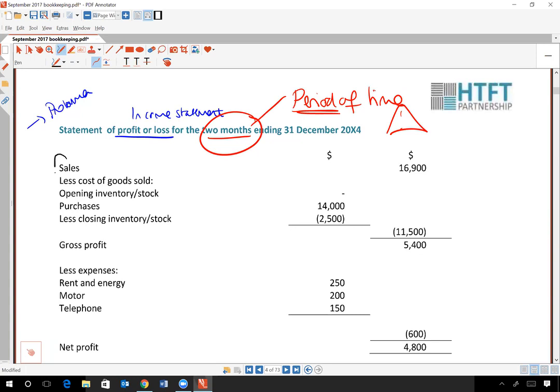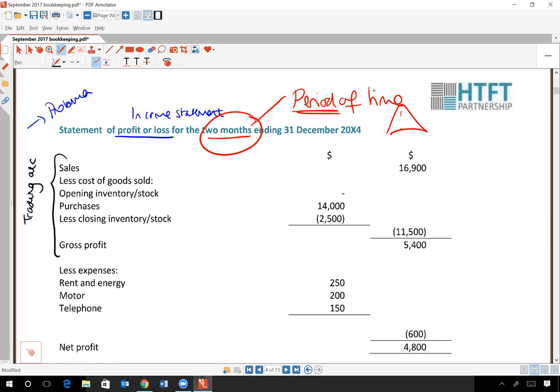You've got the first part of the profit and loss, which is referred to as a trading account. Because this is looking at the core activity of the business. What do they trade in?